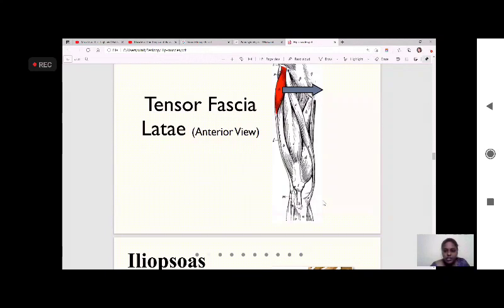Next slide. Does anybody find difficulty understanding the flexion, extension, and abduction of the hip? Anyone? Can you just go through it quickly, please? Yes. Thank you. Just a review, please.